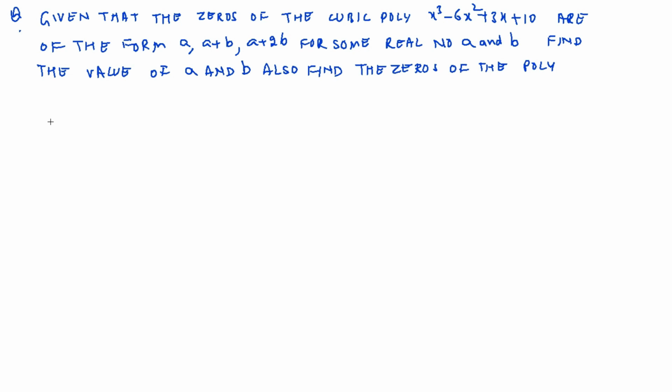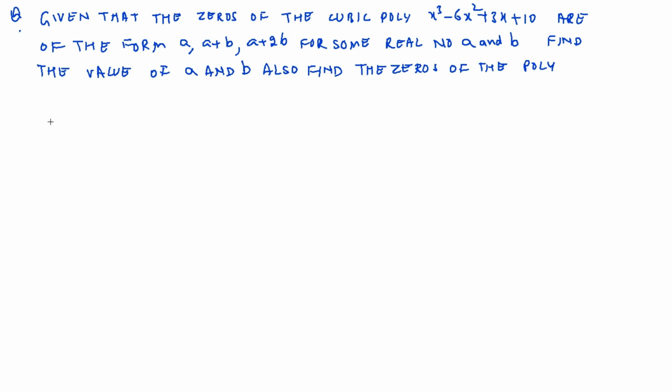Now here students have a very genuine problem. They compare the cubic polynomial with the general cubic polynomial ax cube plus bx square plus cx plus d. Then they say a is 1, b is minus 6, and substitute these values in a, a plus b and a plus 2b. We should get the answer. But the problem arises because zeros are given in terms of a and b. So we should be very careful while solving this problem. Now let me solve this problem.